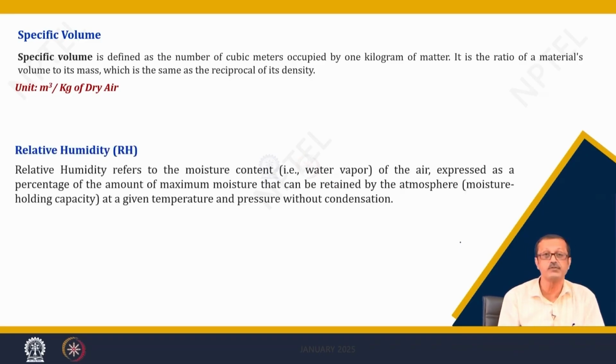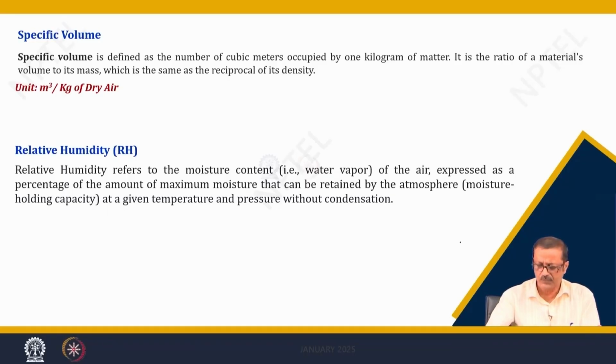The next is the relative humidity. We have started discussing that in the last lecture also, if you remember the DBT, WBT drop and all. Relative humidity, by definition, refers to the water vapor pressure or water content or vapor content in air, expressed as a percentage of the amount of moisture it can retain in the atmosphere at a given pressure or temperature.